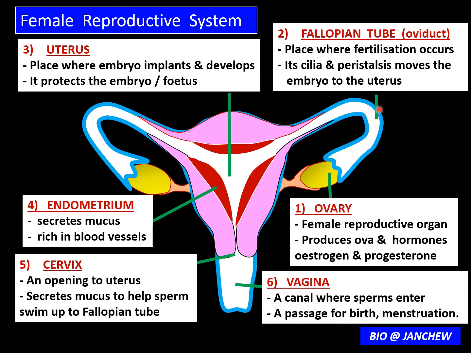All right, so the fallopian tube, or oviduct, sometimes it's called the oviduct, is the place where fertilization occurs should there be sperms that swim up the fallopian tube. Then fertilization may occur. So it has tiny hair-like projections in the inner wall here called cilia.